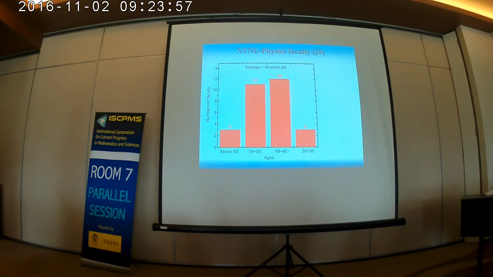For my department, I'm coming from the physics department. This is the number of faculty as a function of their age. Above 60 years old, we have 3 professors, and 3 young professors. The average age in our department is around 49. It's very young, right? That includes 15 full professors, 7 associate professors and 7 assistant professors. So we are a very young and energetic department in Taiwan, 49 years old.